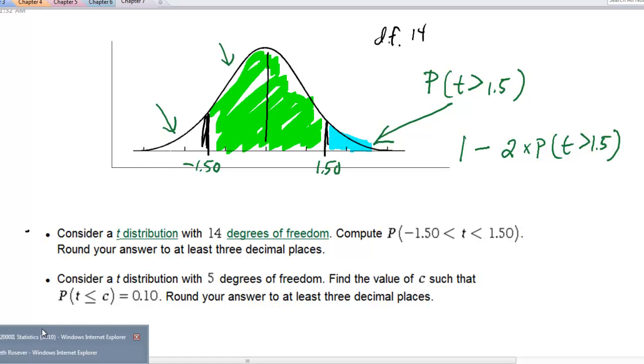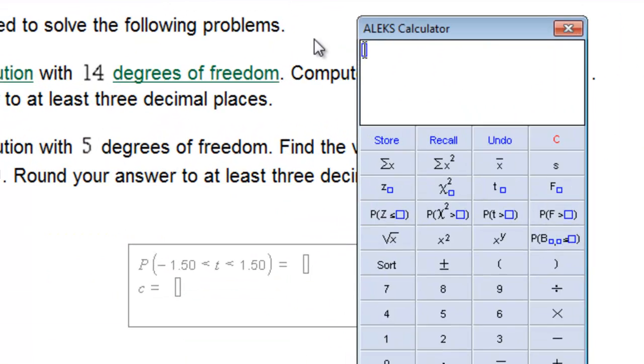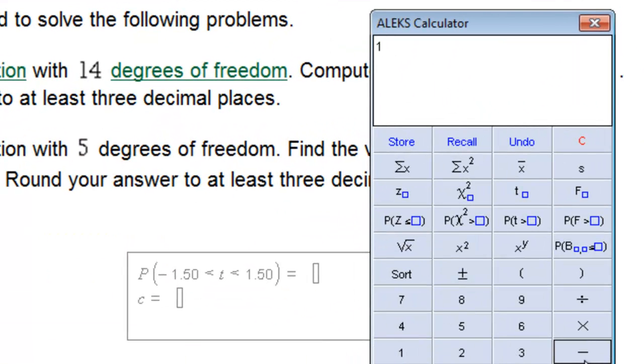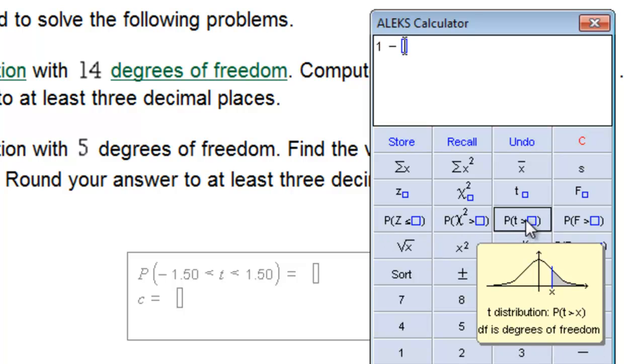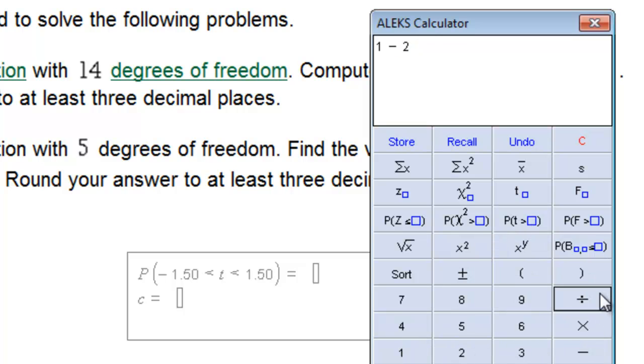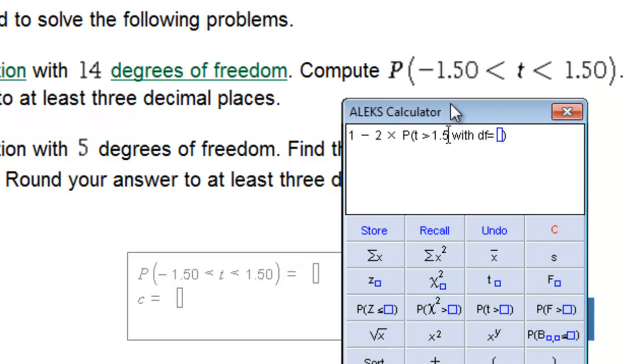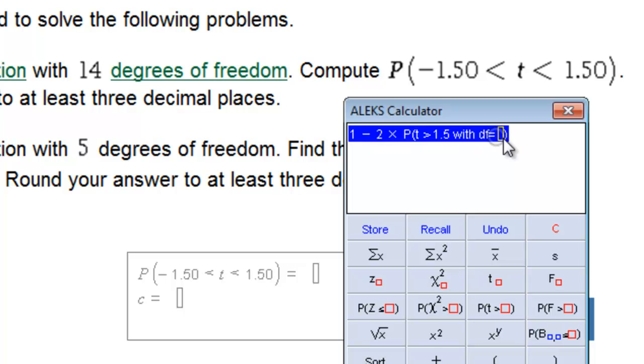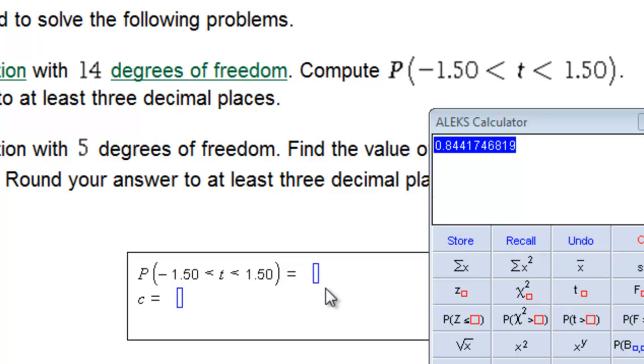In the ALEKS calculator, here we go. So I'm going to go 1 minus, and you see because it's t greater, it has the right-hand thing there. So I'm going to do 2 times that, and it's going to be t greater than 1.5. Degrees of freedom is going to be 14. So I just put in a 14 there, and I hit enter, and it's 0.84417. So we'll just call it 0.844.